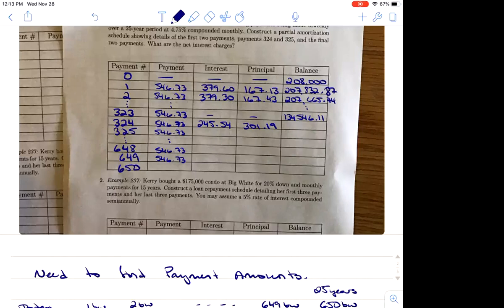So now our new balance is going to be 134,546.11 minus the principal 301.19. So now we owe 134,244.92.